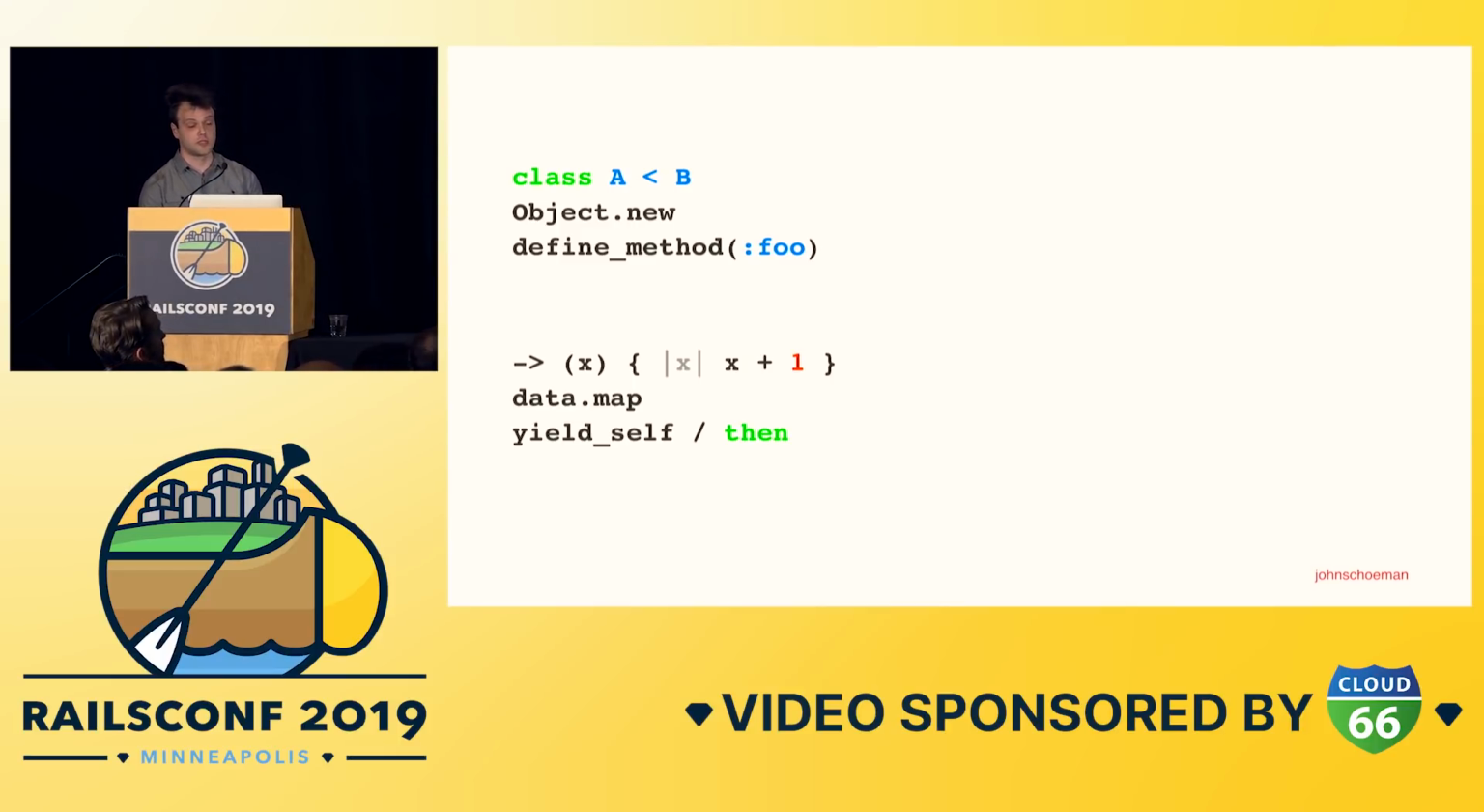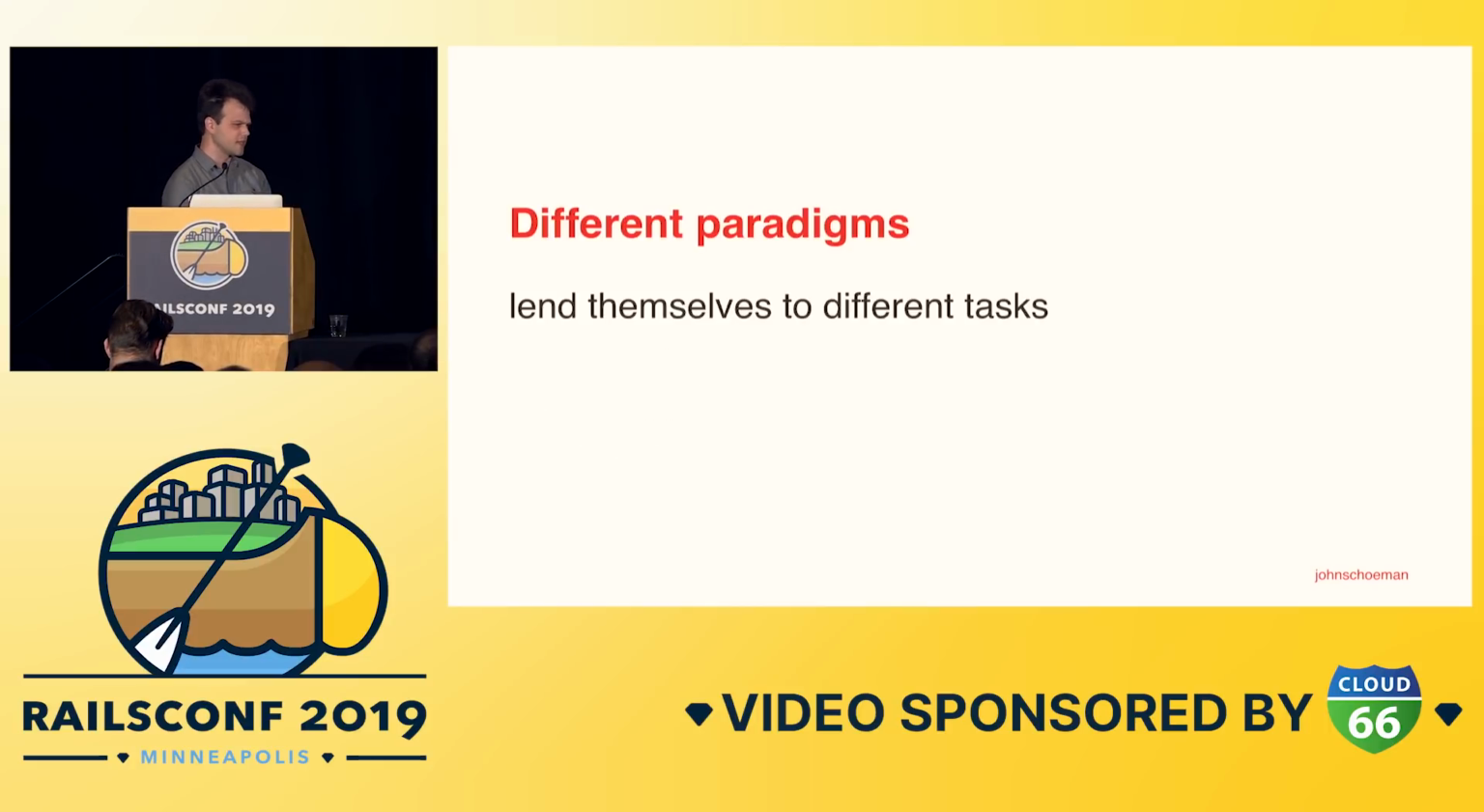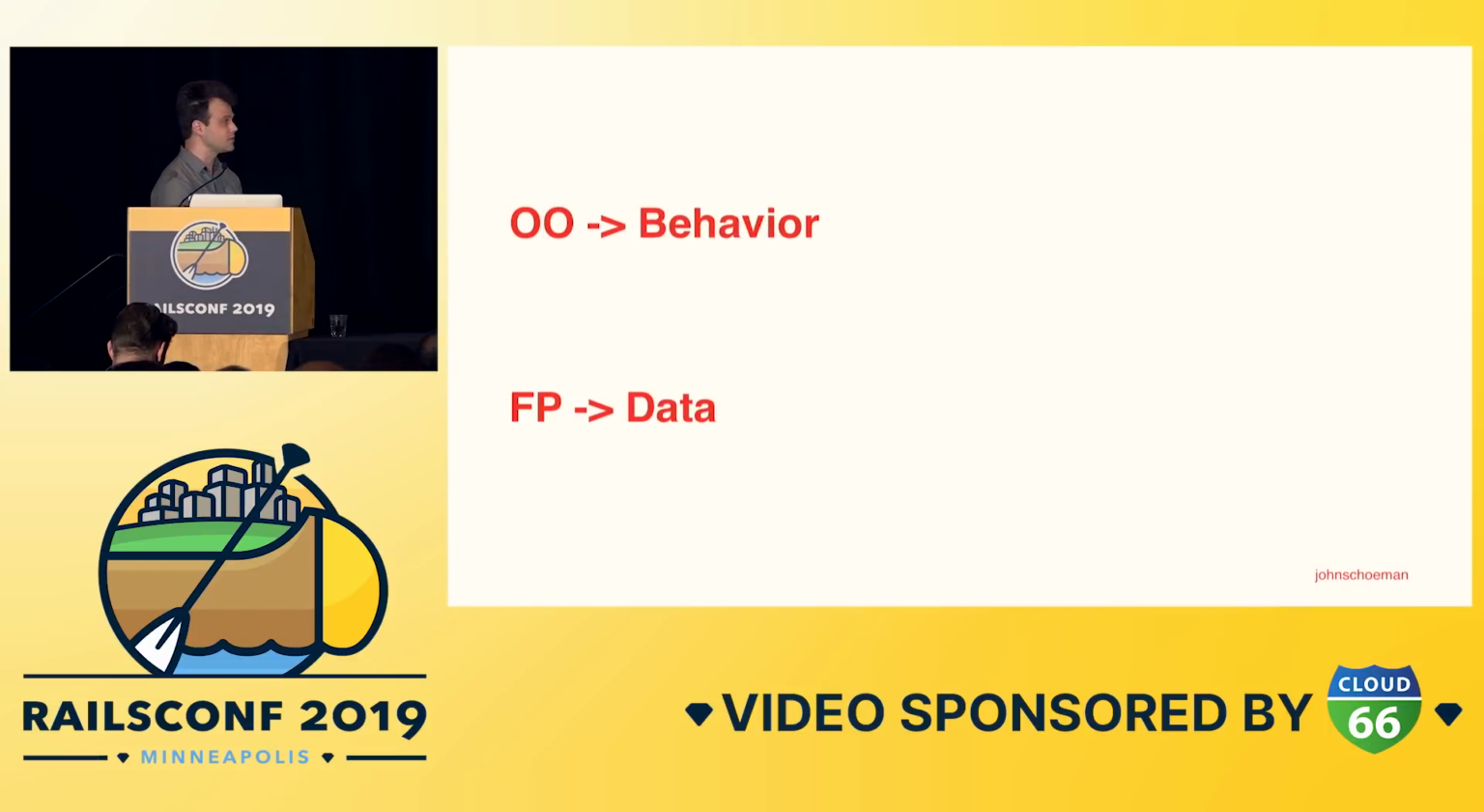We have the Enumerable module. Ruby 2.5 introduced yield_self, which was aliased to then in 2.6. So building up data pipelines is even more convenient than ever. So more functional ideas are coming in as time goes on. Second point is different paradigms lend themselves to different tasks. Specifically, object-oriented programming tends to be very good at modeling behavior, whereas functional programming tends to be pretty good at handling data.